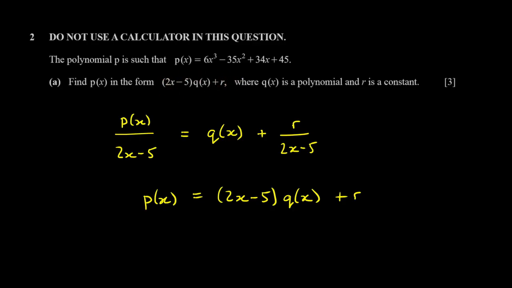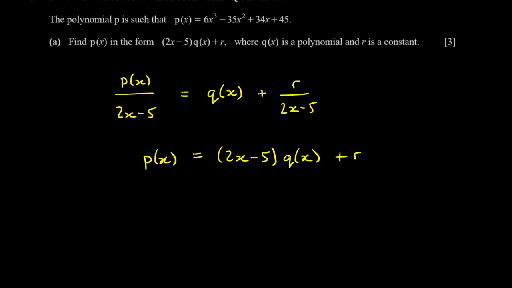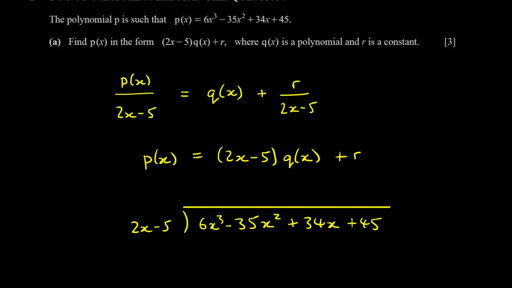Okay, so in other words, how do you find q of x? Well, q of x you get through your ordinary polynomial division. And what is r? r is going to be the remainder that is left over. Okay, so we're just going to do polynomial division. So we've got to get the polynomial 6x cubed minus 35x squared plus 34x plus 45. And we've got to divide that whole thing by 2x minus 5. All right, so we're going to do that full division there.